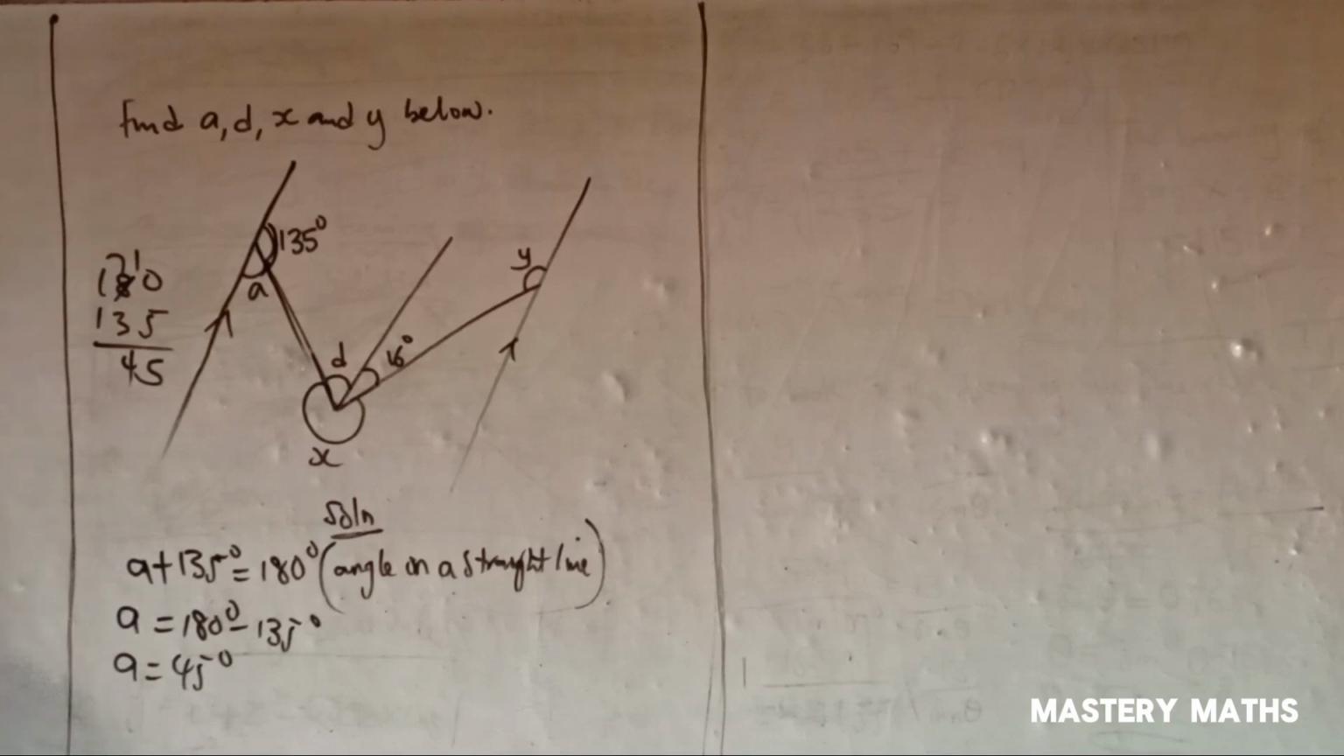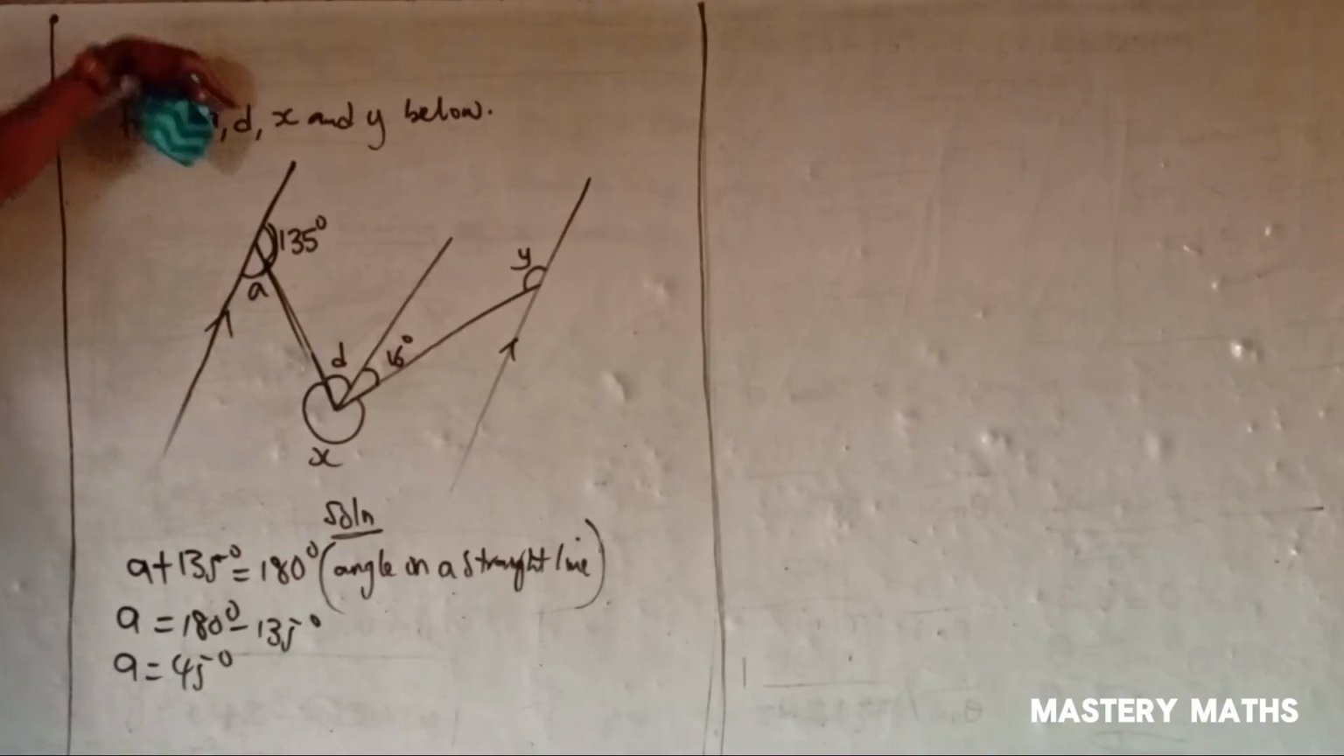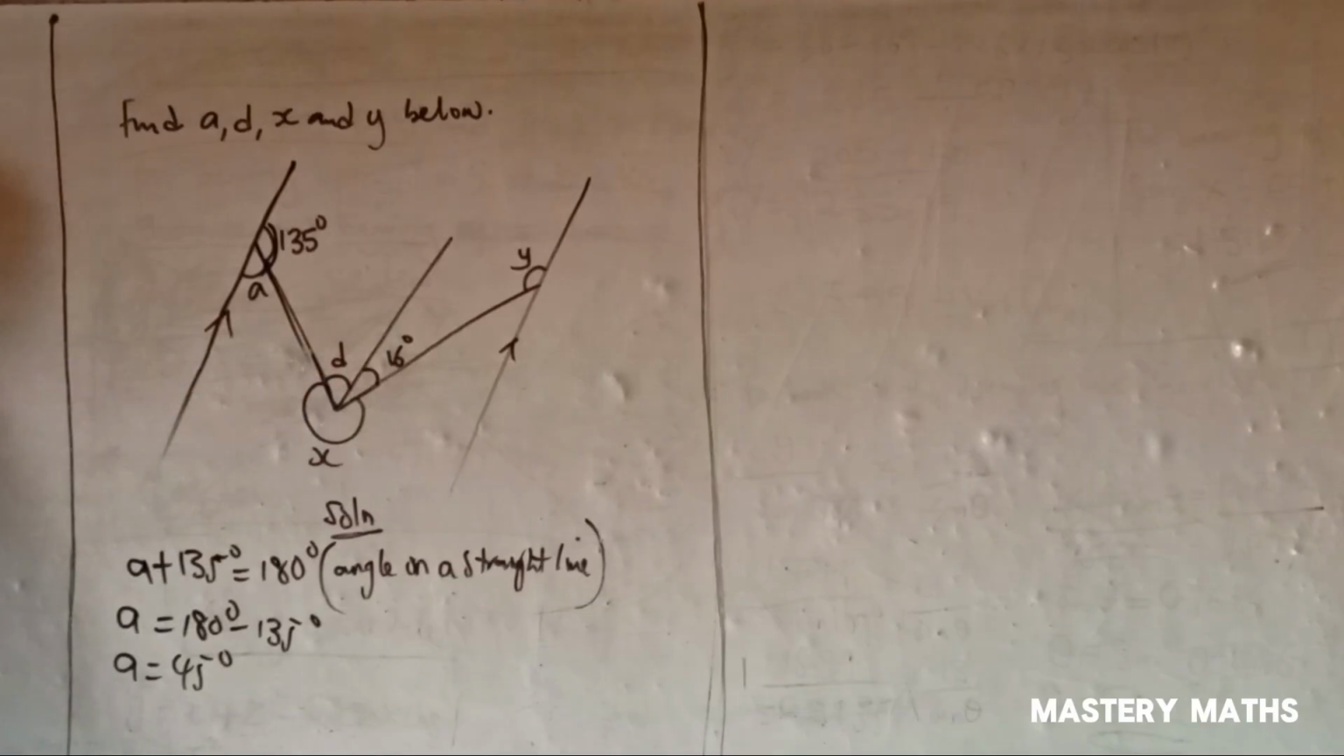Have you seen it now? So we've gotten this. 45 degrees. Now we've gotten our A. Now what is the next thing there? D. Now how do you get your D? How do you get this D?